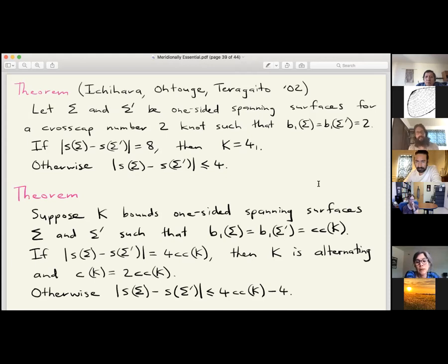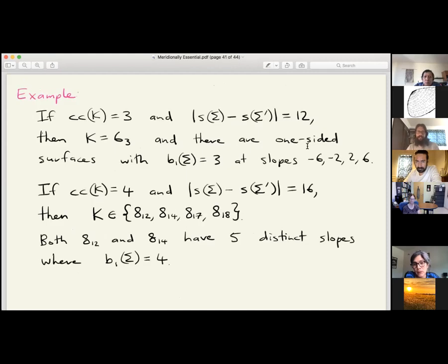There's this geography problem, which also has some applications to looking at, say, Dehn fillings of hyperbolic knots, if you want to understand which fillings contain closed non-orientable surfaces of, say, Euler characteristic -1 or -2. There are some applications. Here's a statement that generalizes a theorem of Ichihara, Ohtsuki, and Teragaito. So there are some examples there.